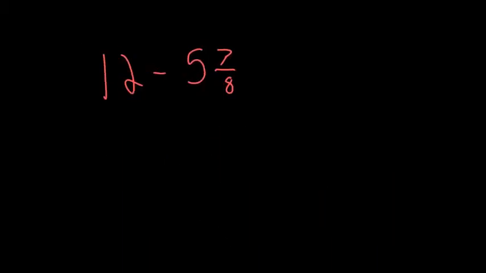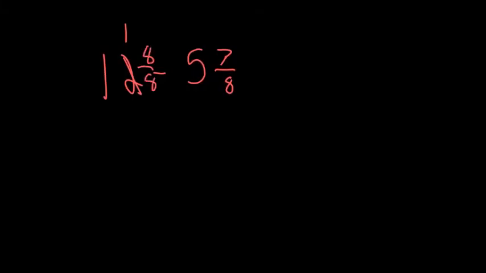Alright, let's do one more. So I got 12 minus 5 and 7/8. Well, 12 doesn't have a fraction with it. So we have to create a fraction, and just to make our lives easier, it needs to be something in 8s. So on this, it's easiest to borrow. So if I borrow from the 12 and make it 11, and I got to make a fraction of 8s. So 1 would equal 8/8.